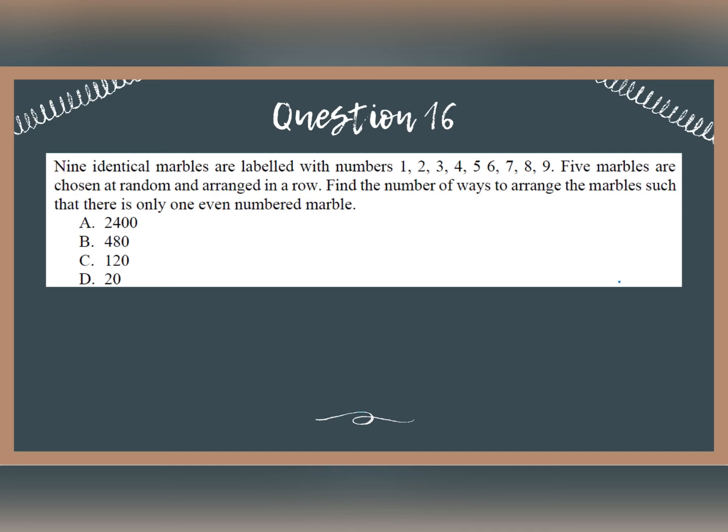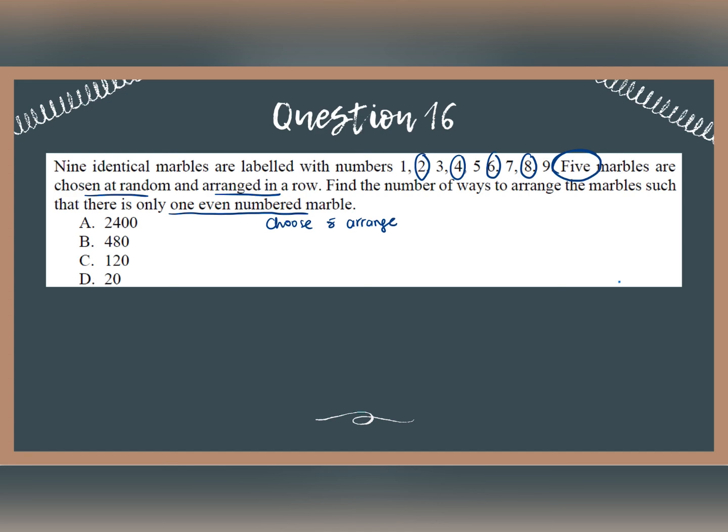9 identical marbles are labelled with 1, 2, 3, 4, 5, 6, 7, 8 and 9. Okay. 5 marbles are chosen at random and arranged. So here dia melibatkan choose and arrange. So find the number of ways to arrange the marbles such that there is only one even number. Okay, so even number apa dia? 2, 4, 6 dan 8. So kita ada 4 even numbers.